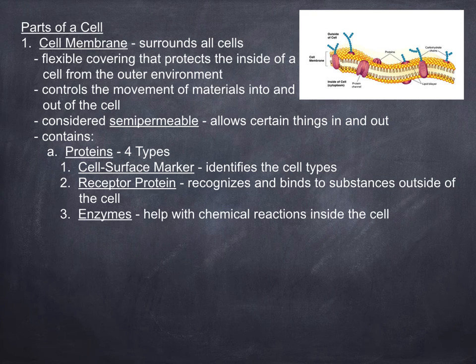The third one are the enzymes. And the job of the enzymes is to help with chemical reactions inside the cell. So it's going to speed things up and make things happen inside the cell.